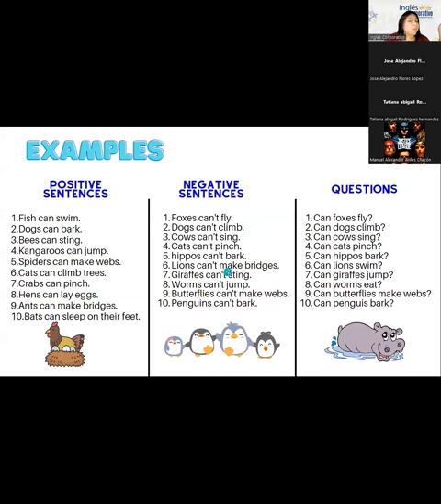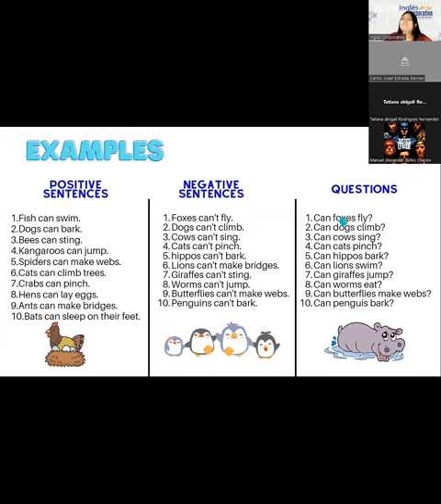We also have lions can't make bridges. ¿Qué son los bridges? Puentes, okay. They cannot, right? They can't. So penguins can't bark. What is the meaning of bark? Ladrar. Yes. Okay. Do you have any question about vocabulary?